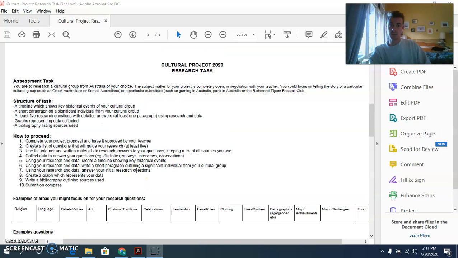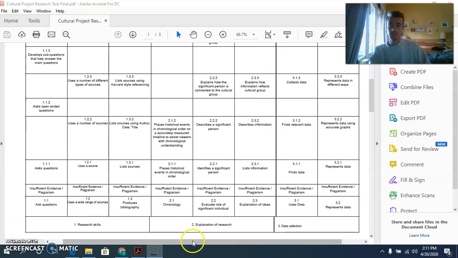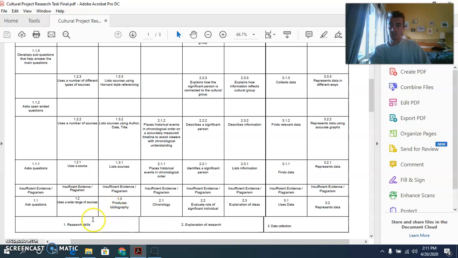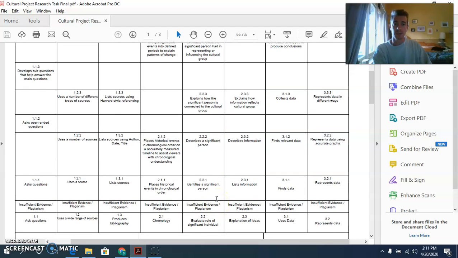So let's just quickly scroll up and have a look at the rubric as well. So you can see that down the bottom, we've got the different things we're assessing you on: research skills, explanation of research, and lastly, data collection. So it's those two columns that we're going to be looking at today and you're going to be working on for today's lesson. The first one is users data.